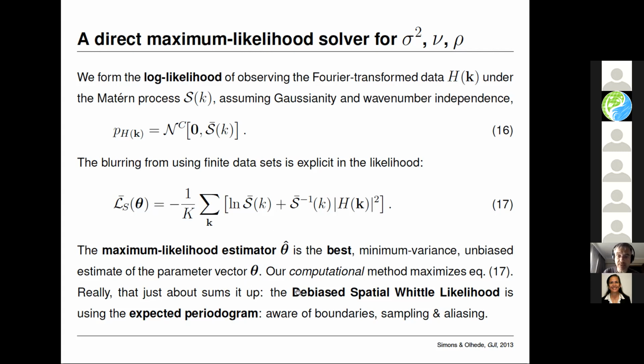So that sums it up, right? The de-biased spatial Whittle likelihood is a likelihood like you would get from a Fourier-based Whittle likelihood, but instead of any other modification, you form the ratio of the observed periodogram divided by the expected periodogram under the sampling.